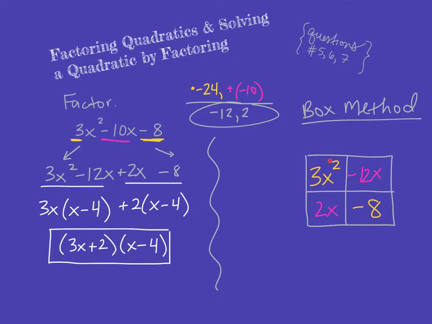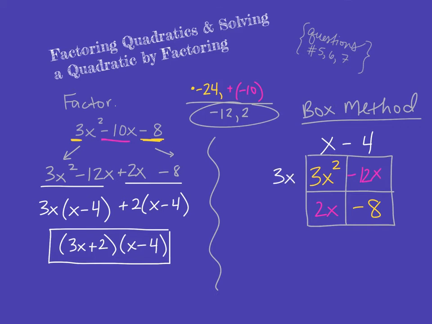Then we're going to take out the GCF of each column and of each row. So let's go down the column. The GCF here is x. So we'll take that out and write it up here. The GCF here is going to be negative 4. I'm going to take a negative because the first term's negative. So minus 4. Then going across the rows, the GCF here is 3x.